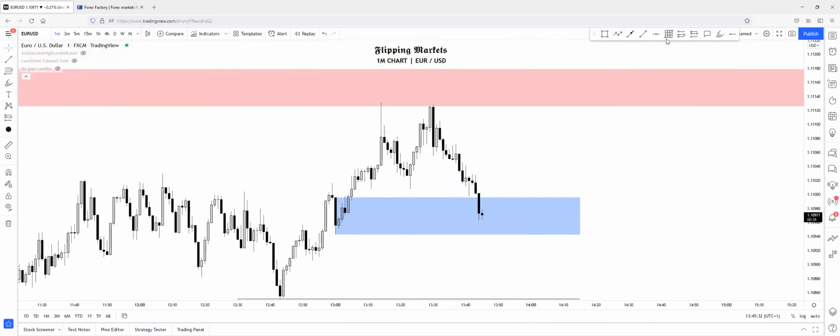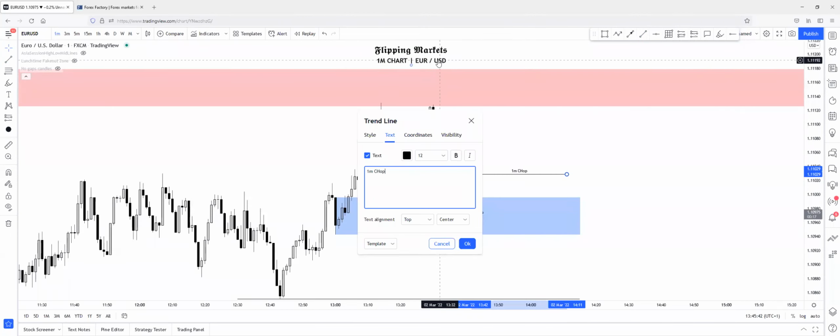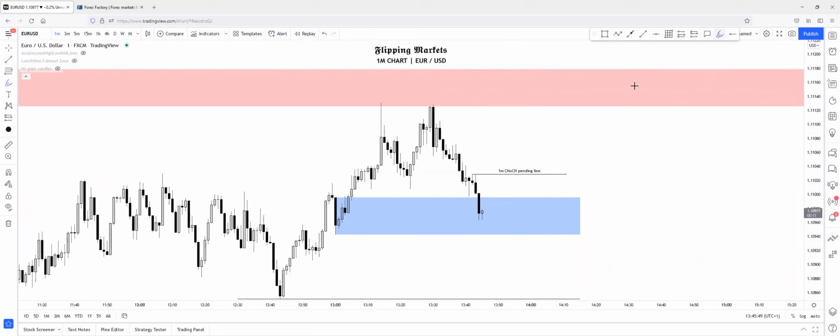So the 1-minute scenario will be, if price changes character on the 1-minute chart, this will be our last change of character point, the 1-minute change of character pending line. So if price changes character here to the upside and creates a demand zone which is outside of the lunchtime zone, you'll be able to enter in a trade.